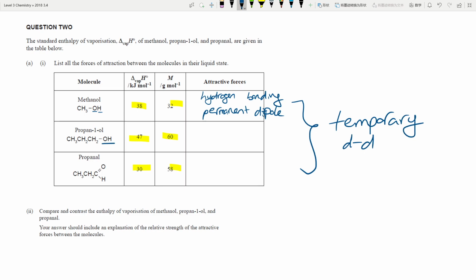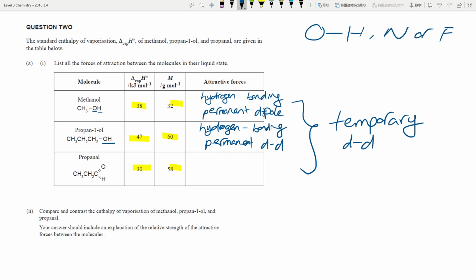Now propan-1-ol, same thing. This also has hydrogen bonding. I'll just write the whole thing: hydrogen bonding, and also permanent dipole-dipole force of attraction, because whenever you have an oxygen bonded to a hydrogen, or nitrogen or fluorine, then you have hydrogen bonding. Propanal does only have permanent dipole-dipole force of attraction. If you're good at organic, then you should know that your aldehydes don't have hydrogen bonding.